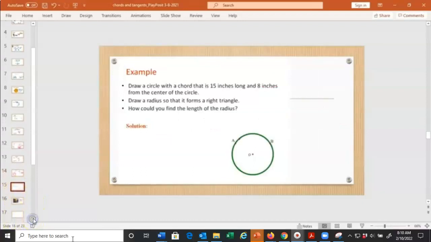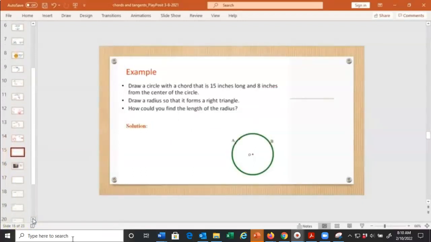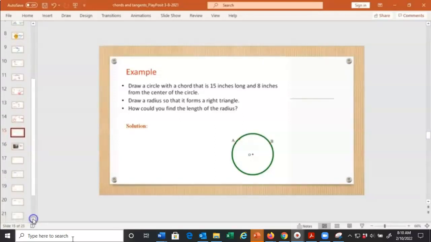All right, one more example. It says to draw a circle with a chord that is 15 inches long and 8 inches from the center. So here's our chord AB, and we're going to label that as 15 inches long. And it is how far from the center? 8 inches from the center.